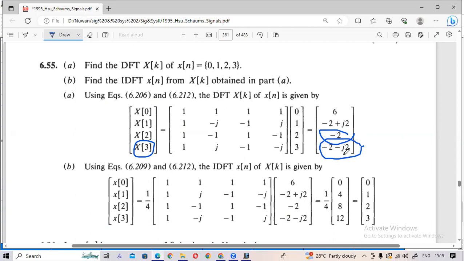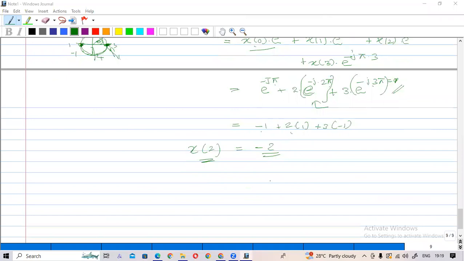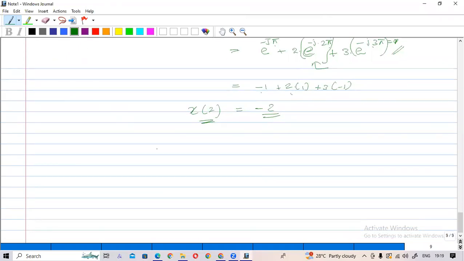So try to find this x3 and try to get the answer. You need to find x3, the capital X3. This 3 is the k number, the kth value. K is now equal to 3. So try to find this value and get the answer. Take 5 minutes, please. Try to do this.